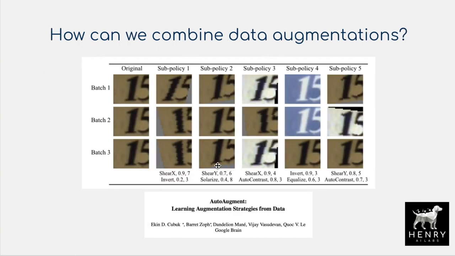This is different from images, where you have things like the AutoAugment policy, and you can easily chain together shearing X, inverting, shearing X, solarizing, auto contrast. You can just easily stack together these data augmentations. But for natural language processing, we're going to need a more clever algorithm in order to chain these together.